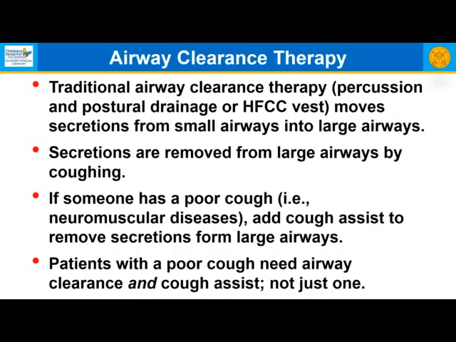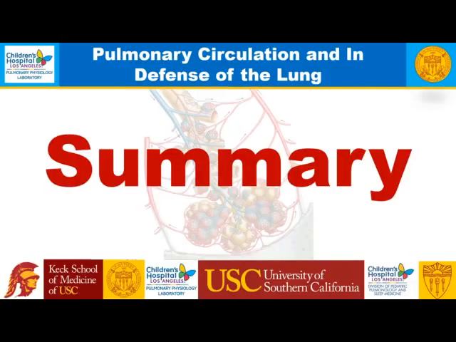So, traditional airway clearance therapy, percussion pulse drainage, or the vest moves secretions from small airways into large airways. Secretions are removed from large airways by cough. If someone has a poor cough, i.e., someone with neuromuscular disease, we can add a cough assist device or some other cough assist maneuvers or technology to remove secretions from the large airways. And patients with a poor cough need airway clearance and a cough assist device, not just one.